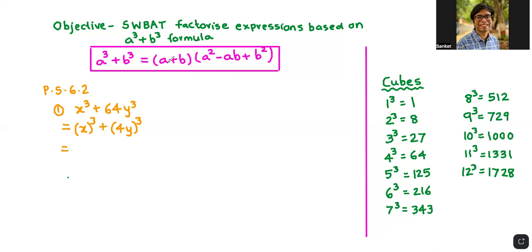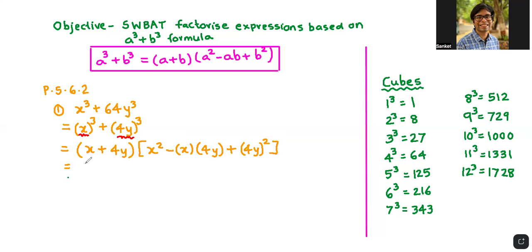After that, I'm just going to apply the formula. This is a cube plus b cube, which is a plus b, meaning x plus 4y. So this is essentially my a and this is my b. So it's (a plus b) multiplied by (a square, that is x square, minus ab, so x multiplied by 4y, plus b square, so (4y) whole square).